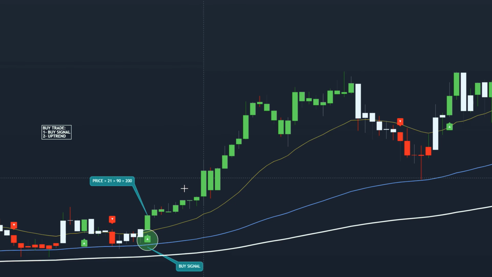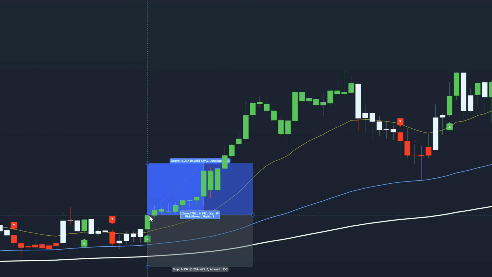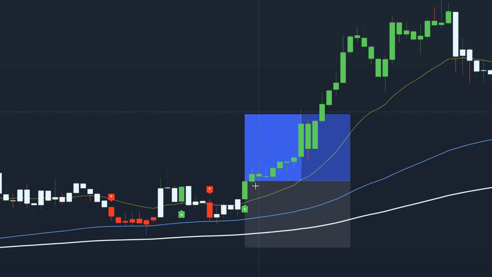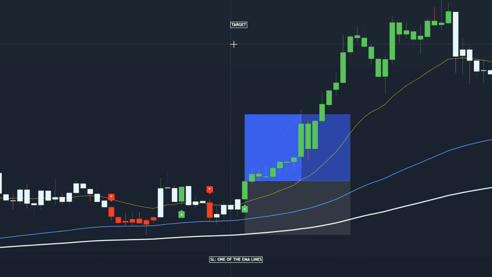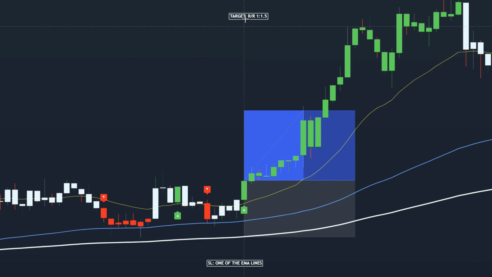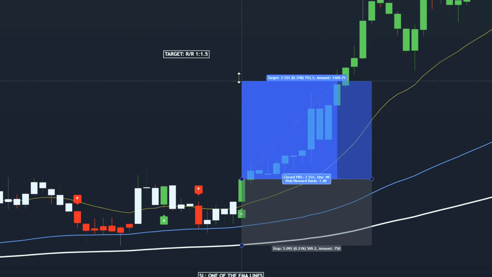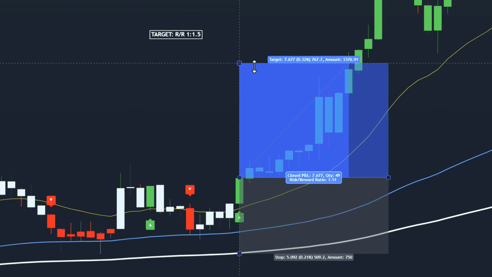Once you've confirmed these conditions, go ahead and open a buy order at the closing price of the signal candle. Then set a stop loss just below one of the moving average lines to minimize potential losses. And as for your profit target, aim for a risk to reward ratio around 1 to 1.5. This way, you'll be well positioned to make the most out of your winning trades.